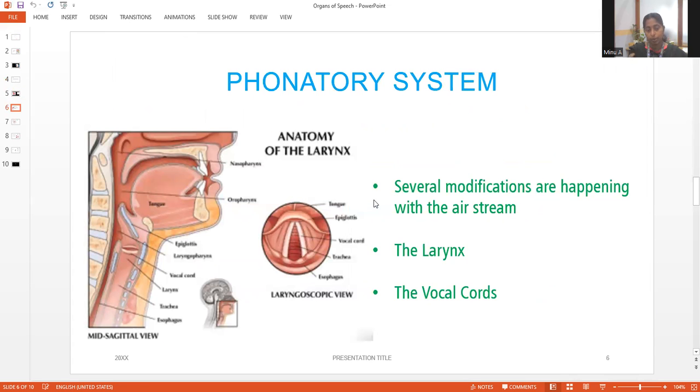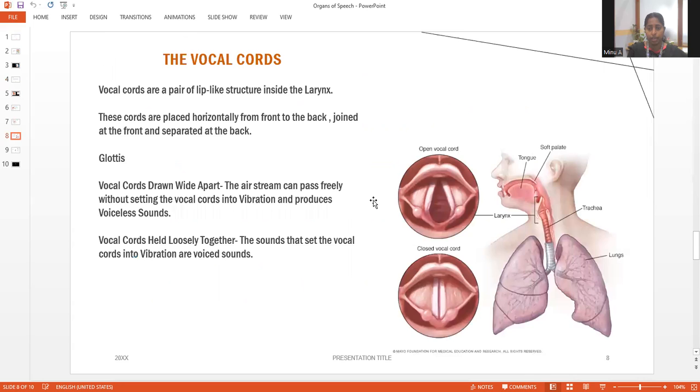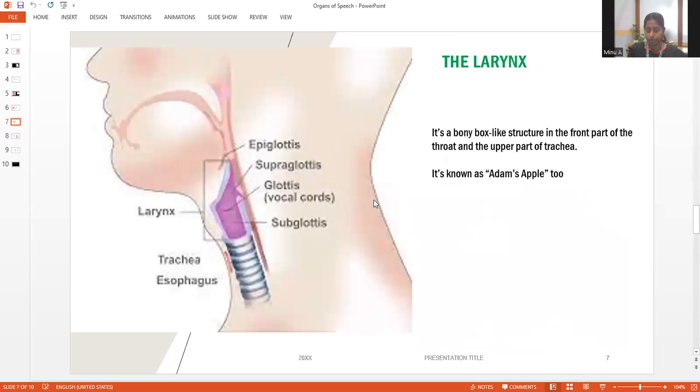Once it has reached the windpipe or the trachea, we move on to the next system in the organs of speech category, that is known as the phonatory system. The most important organ in this phonatory system is the larynx. First of all, what is the larynx? The larynx is a box-like structure located at the front part of the throat, just above the trachea or windpipe, and it is commonly known as the Adam's apple.